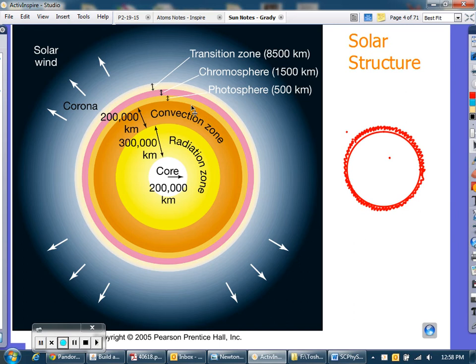Directly above the visible surface of the sun is the first layer of the atmosphere called the chromosphere. And above that, you have the second layer of the atmosphere known as the corona. The transition zone is just an area that's kind of where does the chromosphere stop and where does the corona start.